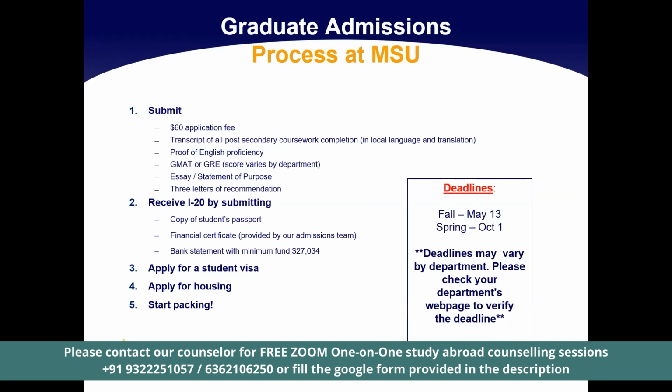Like I mentioned, proof of English proficiency, essay, three recommendation letters, GRE or GMAT, we depend on the department. And the rest of the steps are the same. If you are admitted, we'll contact you for financial documents to issue an I-20 for you. Please note that for graduate admission, it takes longer to process the application than undergraduate. So you have to plan ahead of time and apply as early as you can.